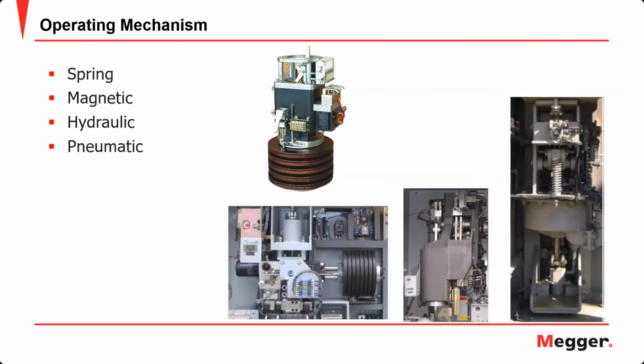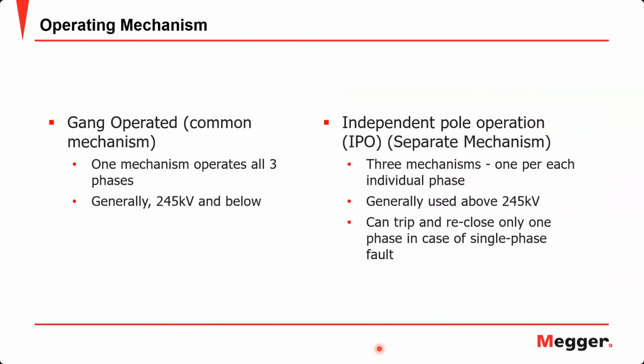There are different types of mechanisms. We have spring type, magnetic type, hydraulic type, and pneumatic type mechanisms. We can also classify them into two types: gang-operated and independent pole-operated breakers. Gang-operated breakers are usually for voltages below 245 kV, and in this type, all three phases are operated with one mechanism. Independent pole-operated breakers have a separate mechanism for each phase, and they are usually for breakers higher than 245 kV. They can also trip and reclose single phase only for single phase faults.